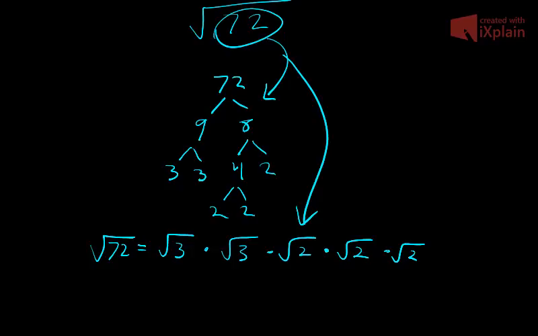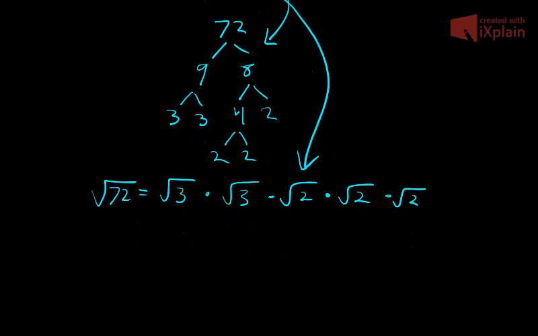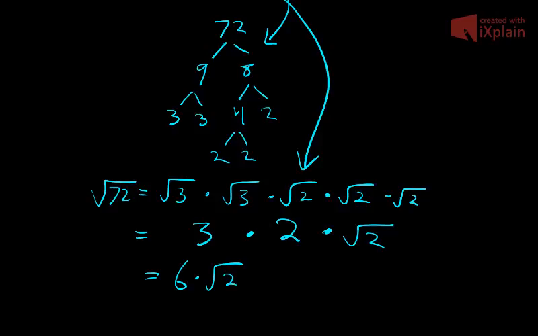So I'm going to use my third rule again. I have square root of 3 times square root of 3. That's going to be 3. Times square root of 2 times square root of 2 is going to be 2, times, and I have the square root of 2 at the end. That's just going to have to stay there. So I can rewrite this as 6 times the square root of 2, which a lot of times we prefer to write over square root of 72.